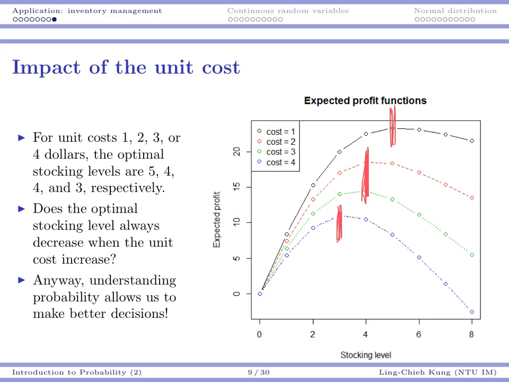Okay, here I leave a question for you to think about. Does the optimal stocking level always decrease when the unit cost increases? Here, according to our 4 experiments, this is true. When the cost goes up, the optimal order quantity goes down. Okay, you probably want to think about whether this will keep being true or not. Yeah, there is an answer, but I don't want to tell you. Anyway, try to think about it by yourself.